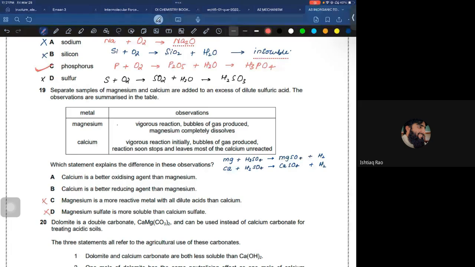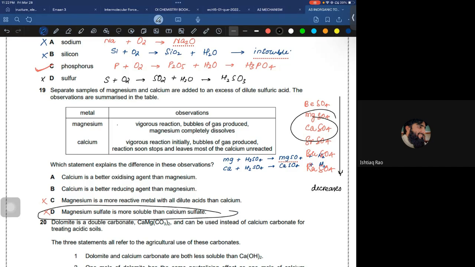What they have written: beryllium, magnesium, calcium, strontium, barium, and radium sulfate. So the solubility of group 2 sulfates decreases down the group. Magnesium sulfate is more soluble than calcium sulfate. You can see this.